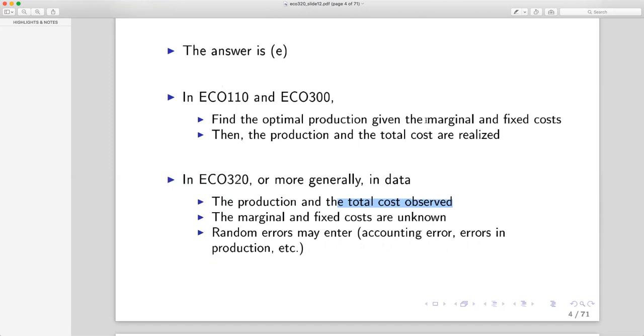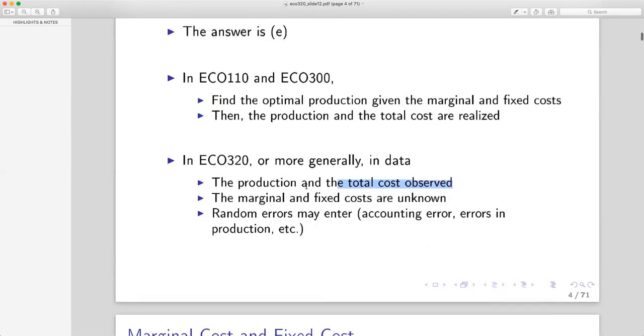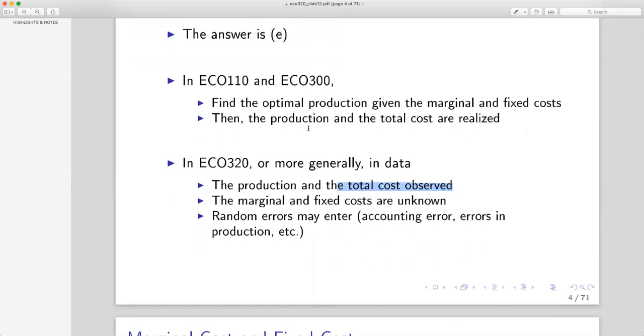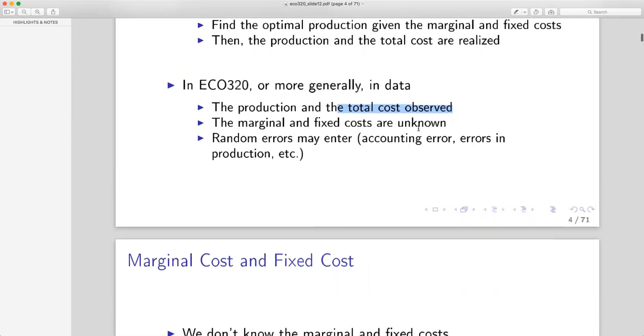You learned the theory in the previous courses. Now you are applying your theory to estimate the true parameters. In previous courses, they teach you what total cost and marginal cost are, but they never ask you to find the actual total cost or marginal cost from data.